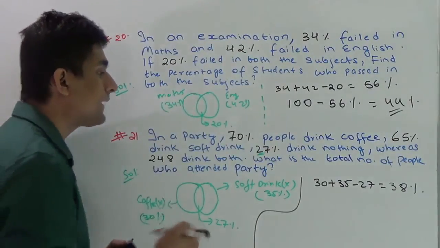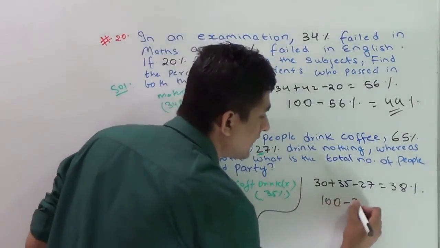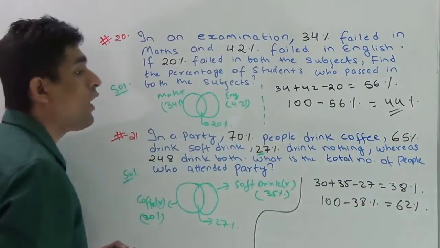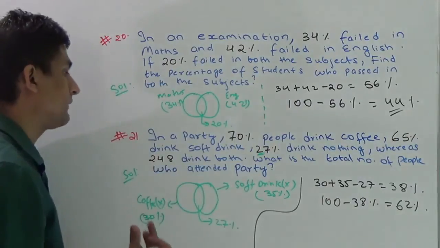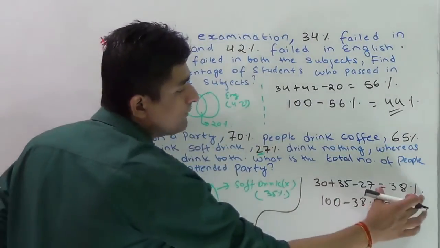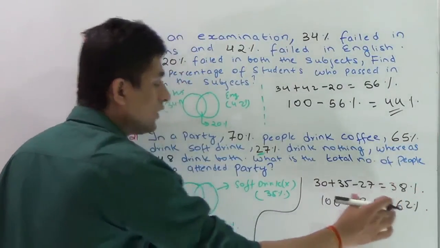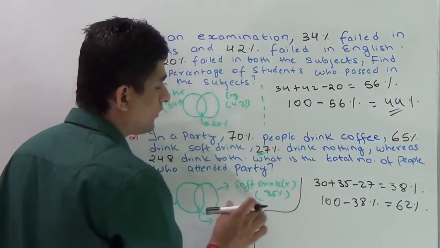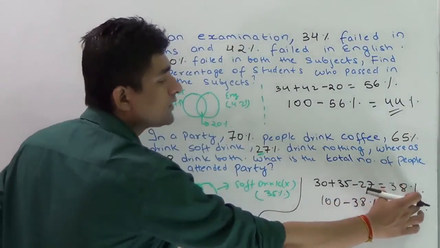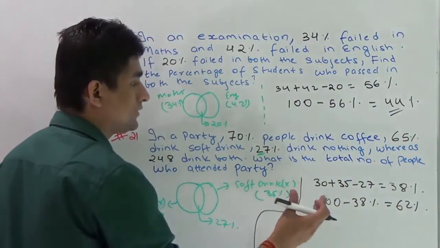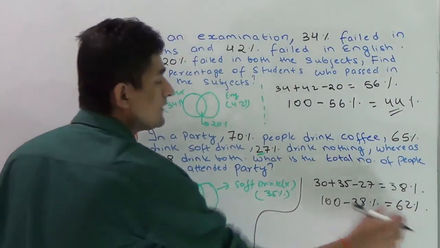So 100 minus 38% means 62% of the people will drink both, that is coffee and soft drink. I have calculated the percentage of people who do not drink coffee, or do not drink soft drink, or both, which is 38%. So the remaining percent will be the percentage of people who drink both, that is 62%.